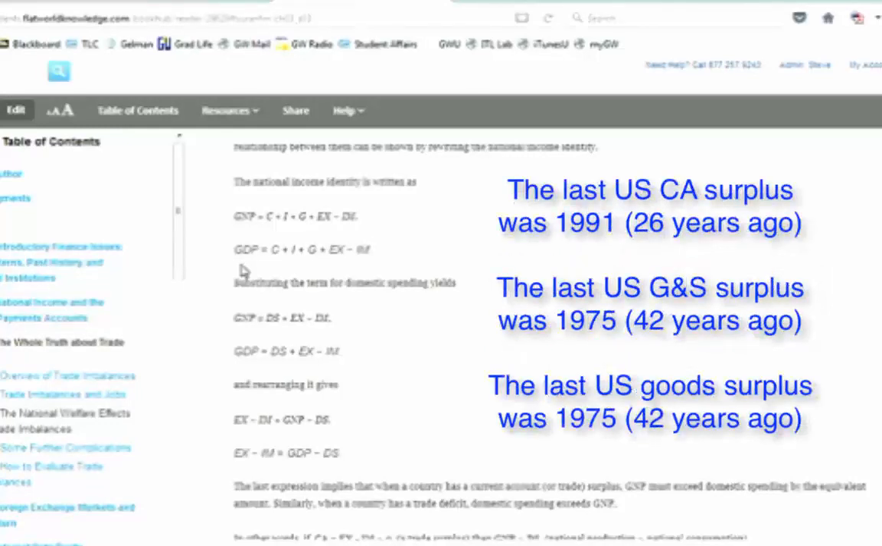35 years in a row. So every one of those years, the U.S. is consuming over and above its means. And it's consuming more than it's producing. Every year, over and over and over again, we keep consuming more.